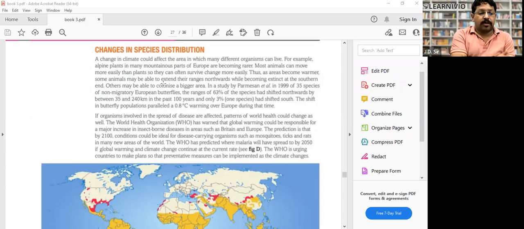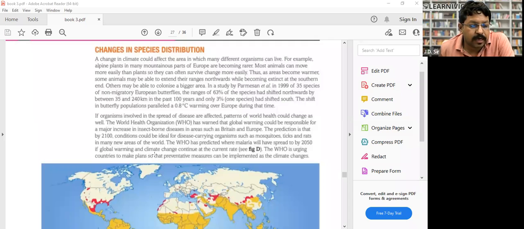The rest remained where they were. If organisms involved in the spread of disease are affected, patterns of world health could also change as well. The World Health Organization (WHO) has warned that global warming could be responsible for a major increase in insect-borne disease in areas such as Britain and Europe. The prediction is that by the 21st century, conditions could be ideal for disease-carrying organisms such as mosquitoes, ticks, and rats in many new areas of the world. The WHO has predicted where malaria will have spread by 2050.